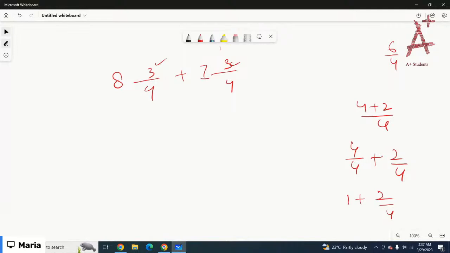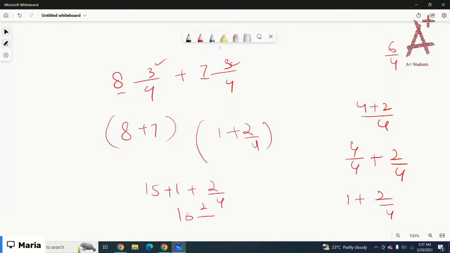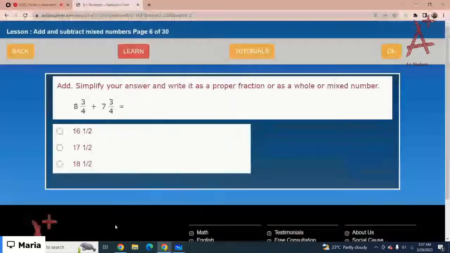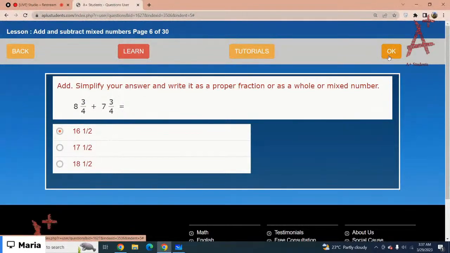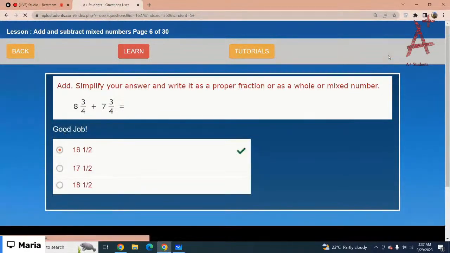Got it? So add 8 plus 7. 8 plus 7 makes 15. And for 3 over 4 plus 3 over 4, we did 1 plus 2 over 4. Got it? It would be 15 plus 1 plus 2 over 4. It would be 16 whole 2 over 4. And we can divide 2 over 4 by 2. So it will be 16 whole 1 over 2. Got it, everyone? So the correct option is 16 whole 1 over 2. If you have any question, you can ask.